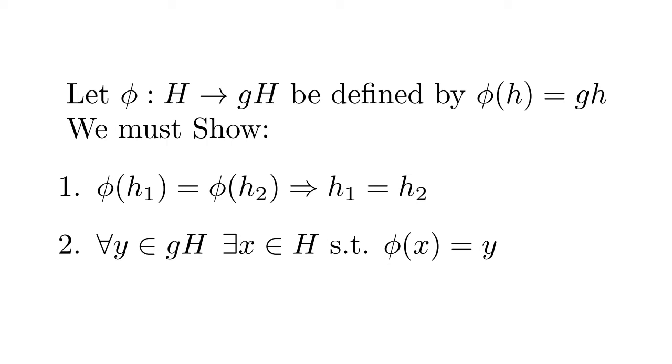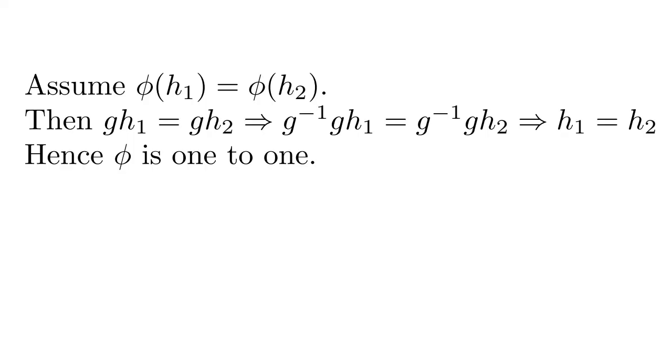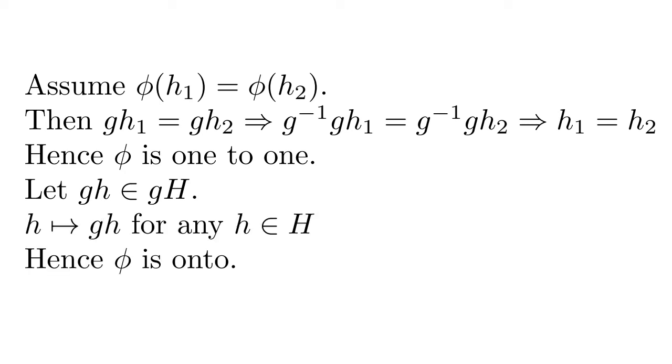Then we need to show that it's one-to-one and onto. We could show it's one-to-one by assuming that phi of h1 equals phi of h2, meaning that gh1 equals gh2. If we left multiply by g inverse on both sides, then h1 equals h2, which shows that it's one-to-one. To show that it's onto, consider gh to be some element of our codomain, gH. We can of course find an element, namely h, that gets mapped to gh, hence the cardinality of H is equal to the cardinality of gH.